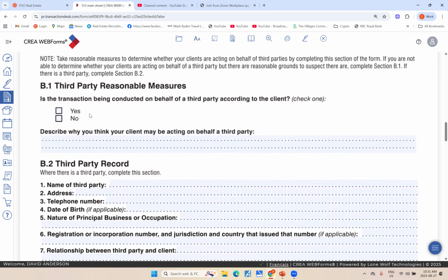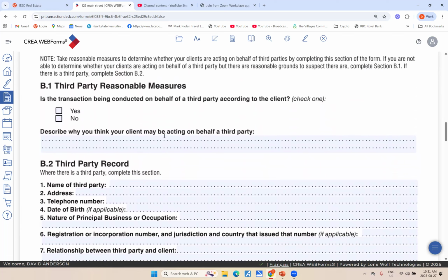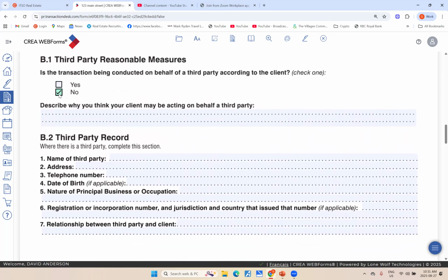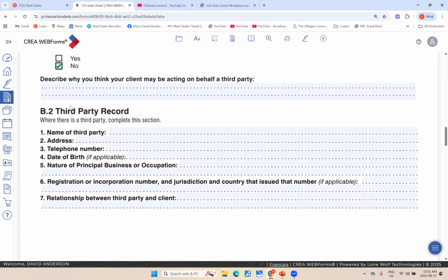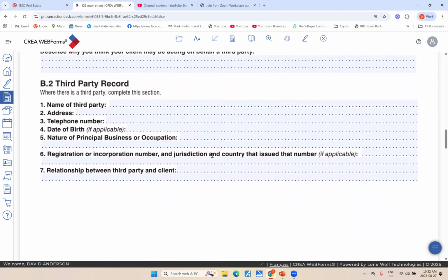So this is where you would fill in B1. B2, where there is a third party, complete this section. So if there is a third party, you would go to B2. If it's not being conducted by a third party, you need to check off no. So even if there is no third party, you still have to say there is no third party. Otherwise, you would check off yes and go to B2. So that's an important part. People miss this all the time. There is no third party here, and that's why you would do it. If there is a third party, then you would put their name and address, that type of thing in this information here.